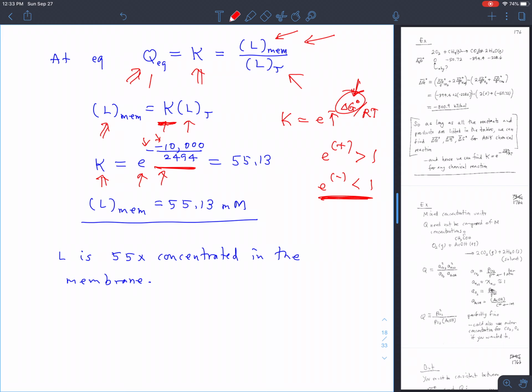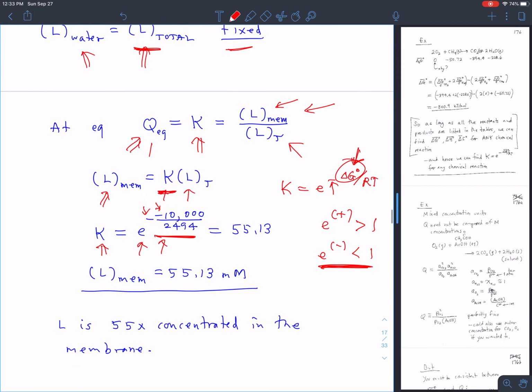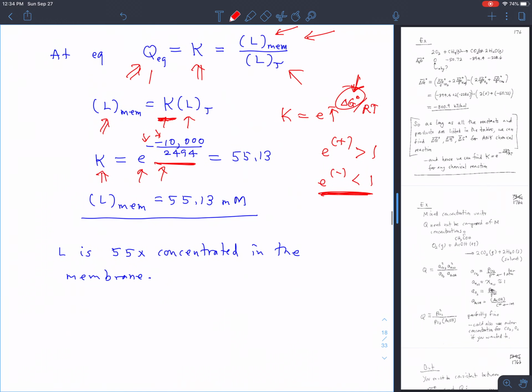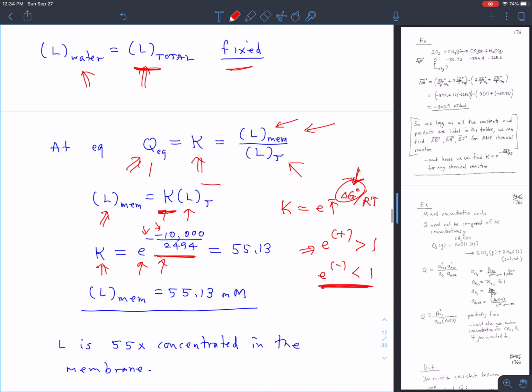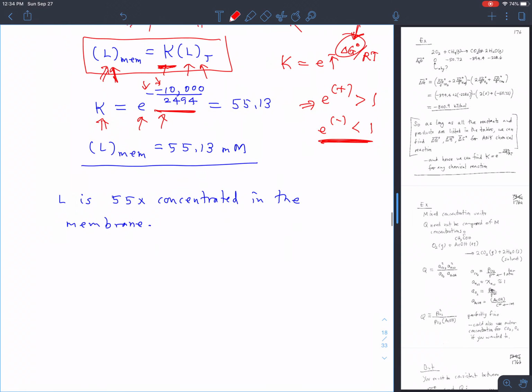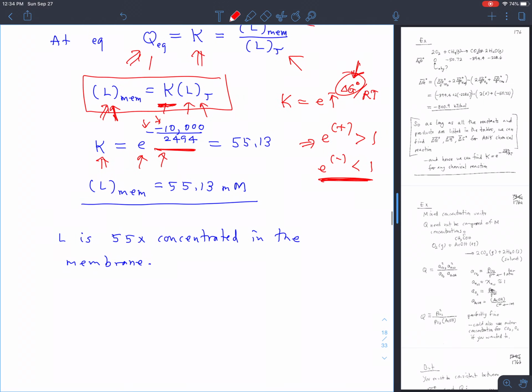But if delta G is a negative value, which is the case here, negative 10 kilojoules per mole, then we're going to get a K value greater than 1. Looking at this, that means that we're going to get a greater concentration in the membrane than there is out in the water solution. That agrees with everything that I said earlier and our intuitions about how all this system should behave. With the values that we have, we get K is equal to about 55.